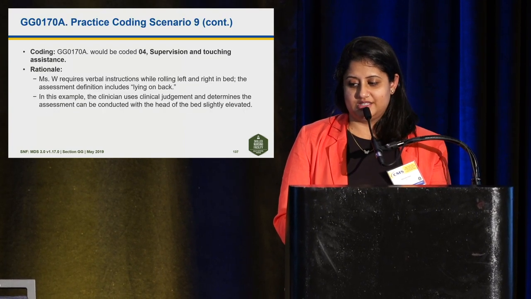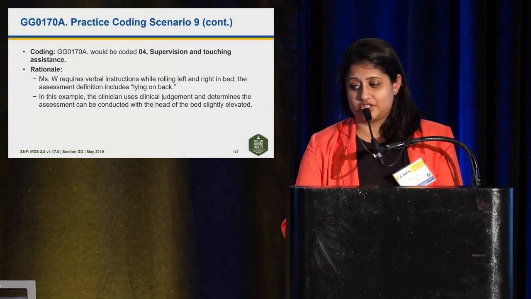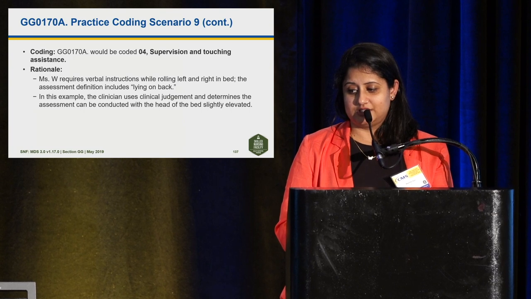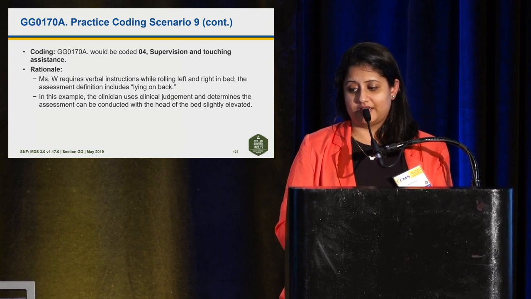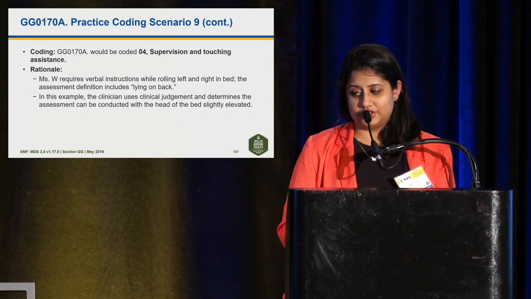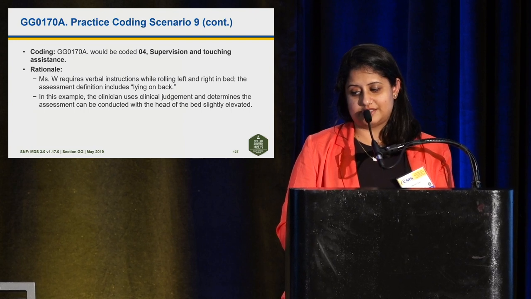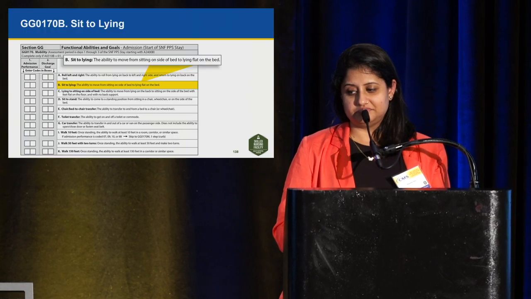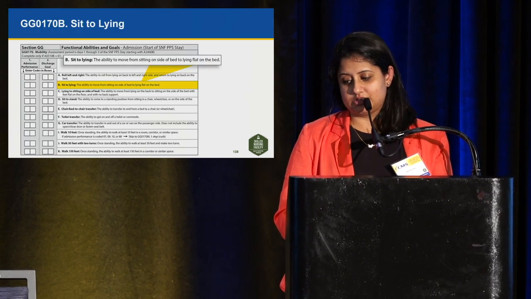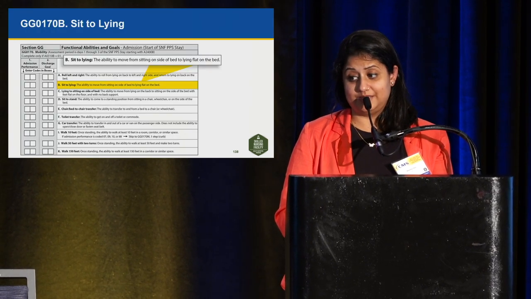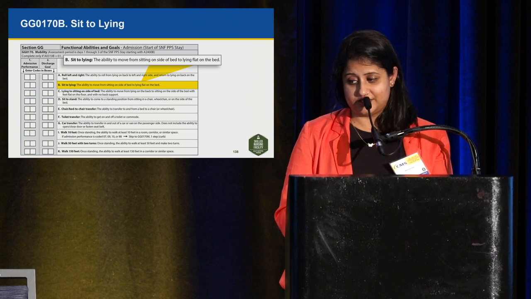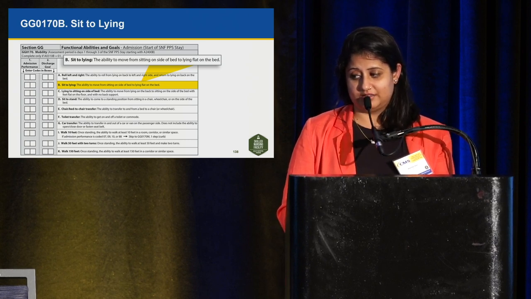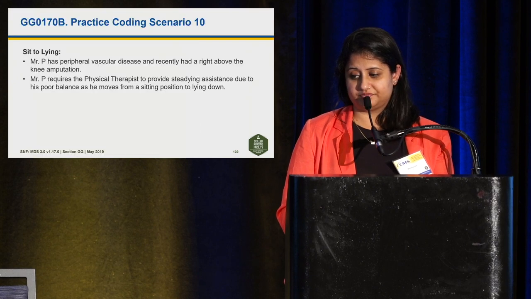The rationale behind this being Ms. W requires verbal instructions while rolling left and right in the bed, and the assessment definition includes lying on back. In this example, the clinician uses clinical judgment and determines the assessment can be conducted with the head of the bed slightly elevated. All right, our next one is GG0170B, sit to lying, and the definition of this item is the ability to move from sitting on side of the bed to lying flat on the bed.